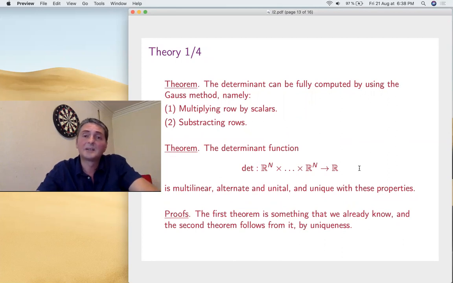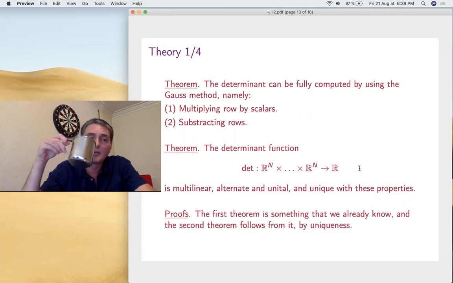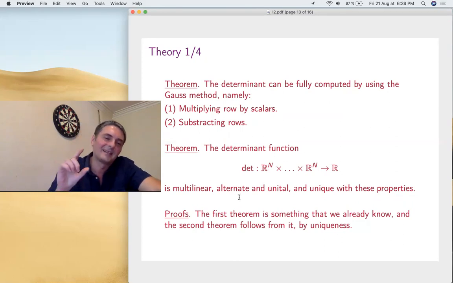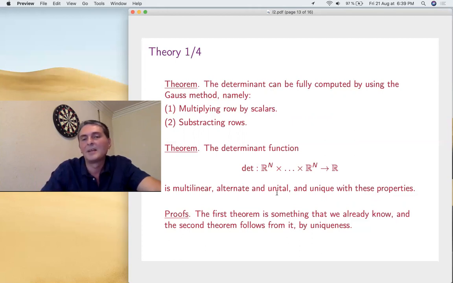Now let's develop some more theory. First of all, something that we've seen already: the determinant can be fully computed by using this Gauss method, namely by linearity, subtracting rows and multiplying by scalars. And as a consequence, consider the determinant now as an abstract function. It takes as input n vectors, and the output is a real number. Of course, it's linear, it's alternating. Due to the fact that it's a signed volume, whenever it switches two vectors, the sign will switch. That's what alternating means. And unital means that if you take the standard basis, you get 1. It's unique with these properties.